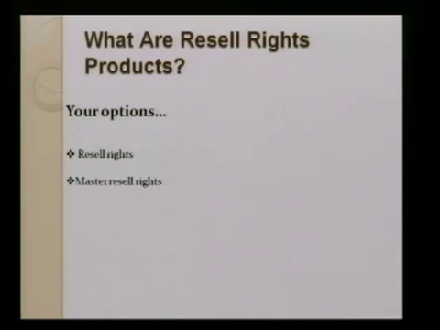Then you have master resell rights. This is where you get the product and you and everybody and their brother can sell the product for 100% profits. Then you have PLR, which is private label rights. When you get a private label rights product, you can basically do anything you want with it.